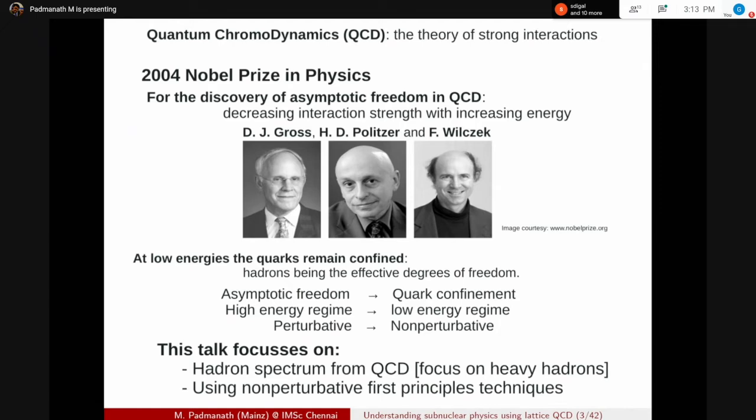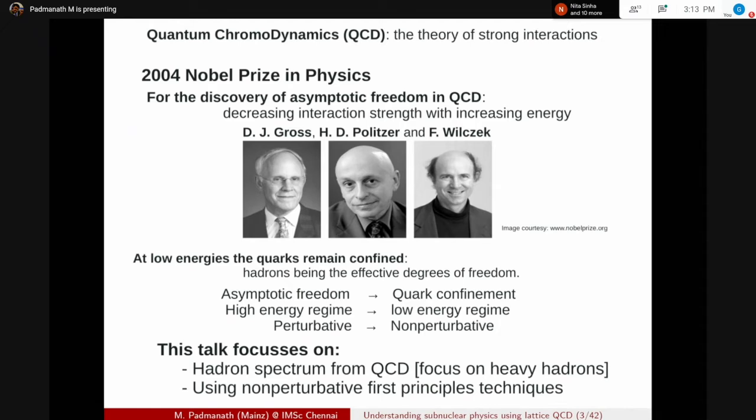So what this property of asymptotic freedom says is that in the very high energy regime, quarks tend to be free. Quarks tend to be non-interacting. So that is basically what is called asymptotic freedom. While at low energy regime, the quarks could be confined. All the quark fields could be confined.